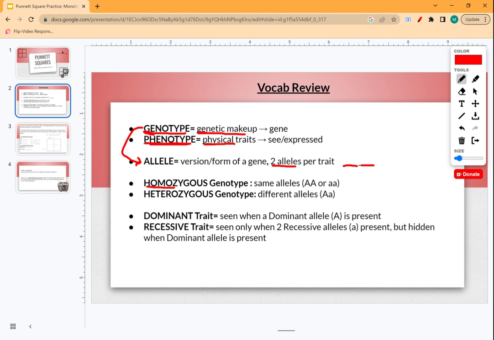A genotype can be homozygous. Remember, homo means same. So you could have big A as your two alleles being the same, or little a being the same alleles for a homozygous genotype. Heterozygous, remember, hetero means different. So the alleles have to be different, a big A, little a.